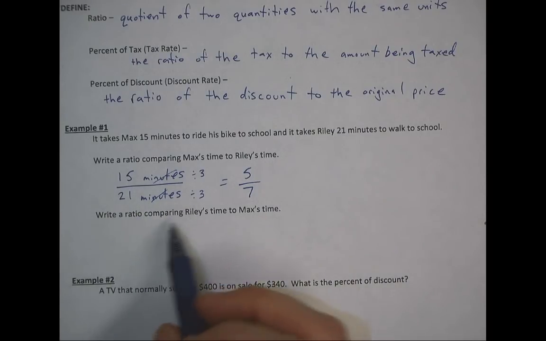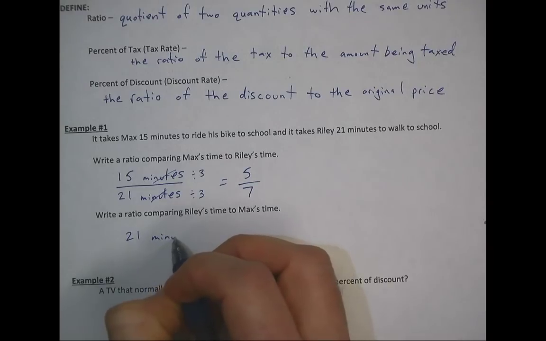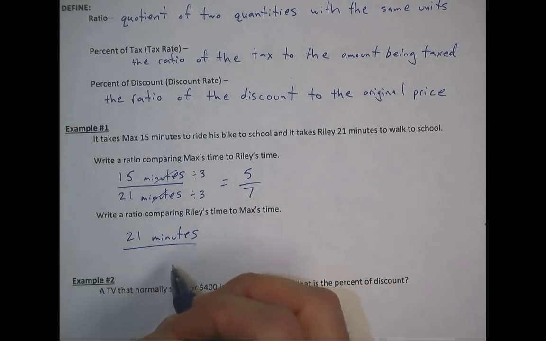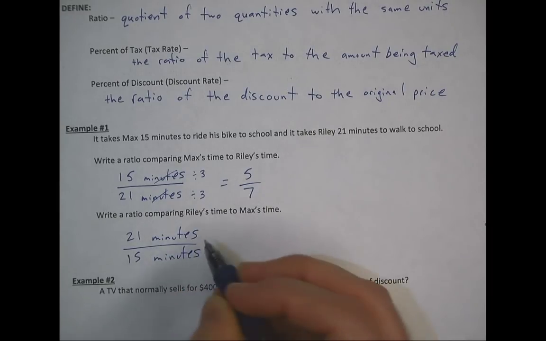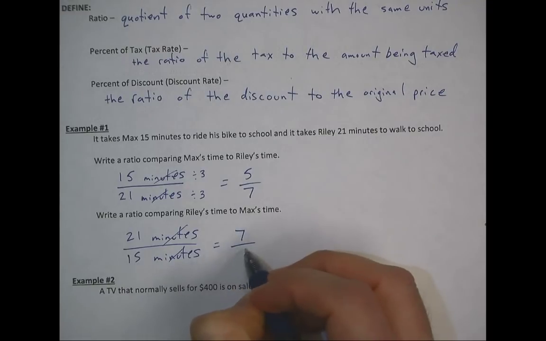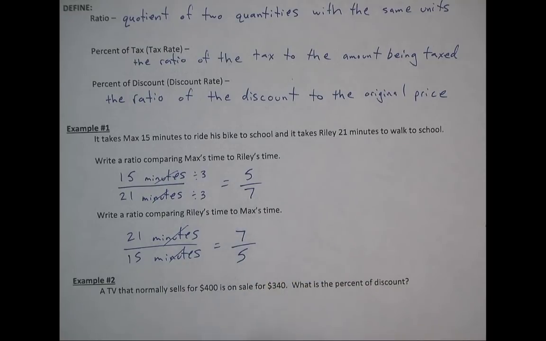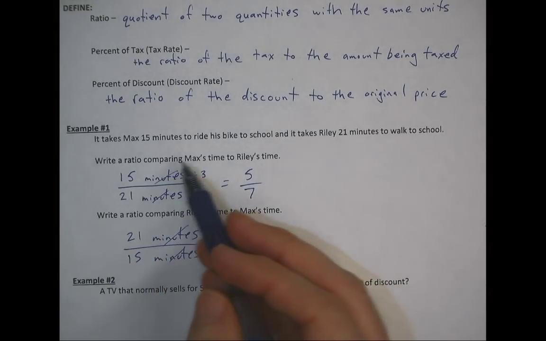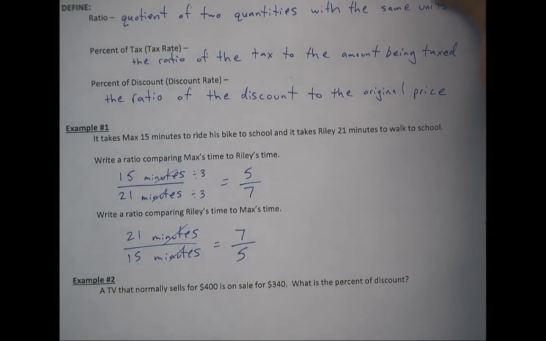Conversely, write a ratio comparing Riley's time to Max's time. So it's just going to be in the opposite order. So Riley's time of 21 minutes compared to Max's time of 15 minutes. Just like the previous question, minutes are going to cancel. We're going to divide by 3. And now the 7's on the top and the 5's on the bottom. So the ratio comparing Riley to Max is 7 to 5. Conversely, the ratio for Max to Riley is 5 to 7. So those would be kind of opposite there, the inverse.